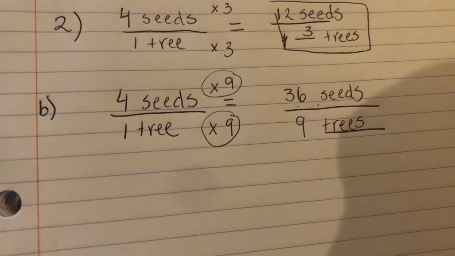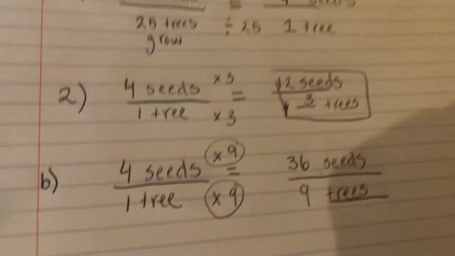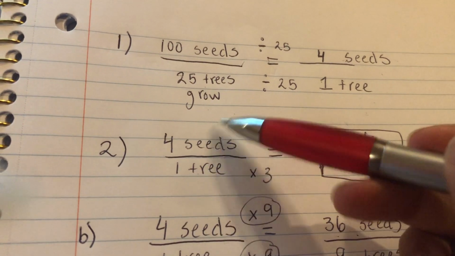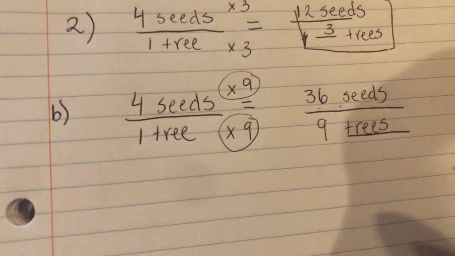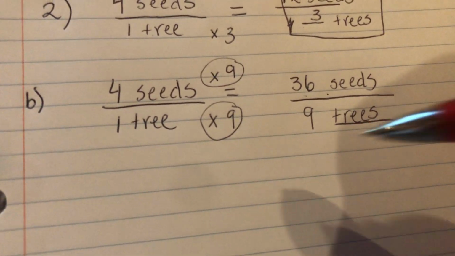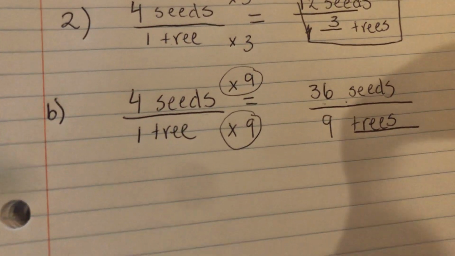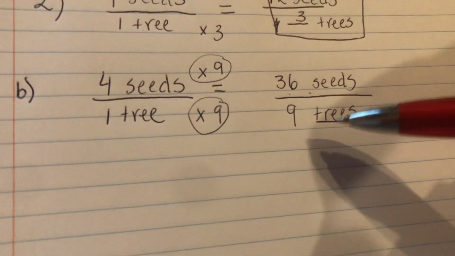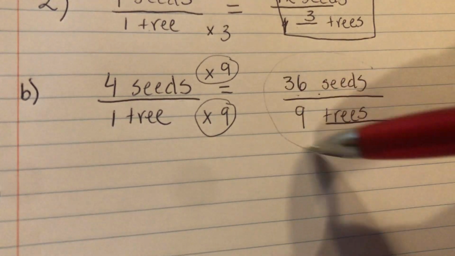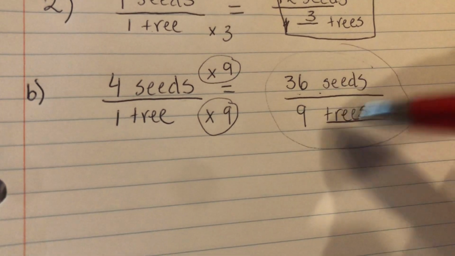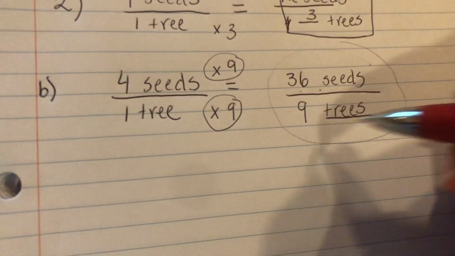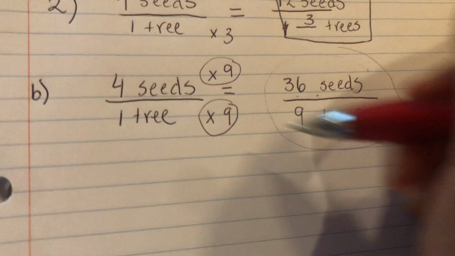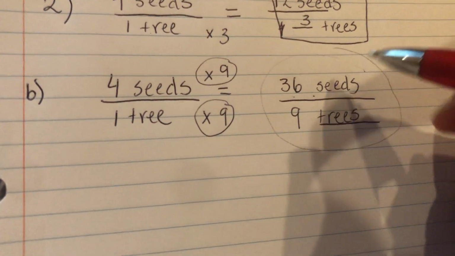But that's not what the question's asking me, right? This bottom is showing me how many trees will grow. What I have to find is how many will not grow. So here's the final step. If I know that for 36 seeds, 9 trees will grow, I have to figure out how many will not grow. That means I have to figure out what's left over.